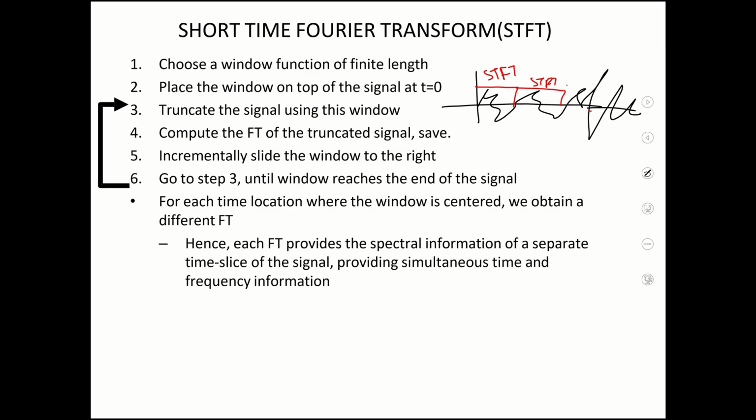So I have to compute STFT and then move and repeat that for each part of the signal. Compute the FT of the truncated signal, save it, incrementally slide the window to the right and go to step 3. You have to repeat until you reach the end of the sample. I will have an example and it will be clear.